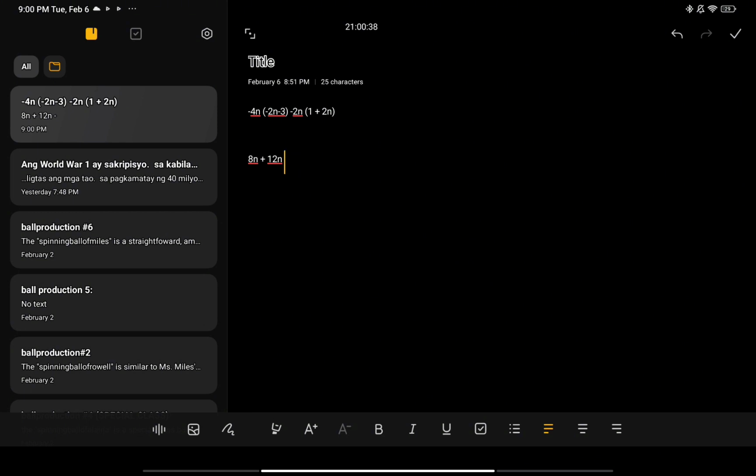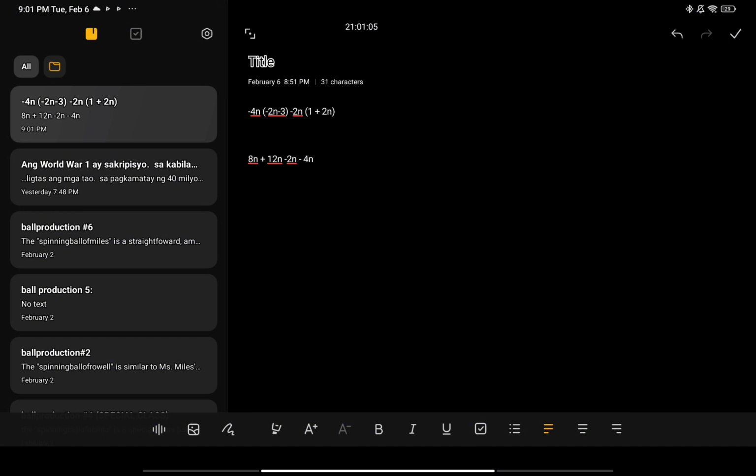Now, negative 2n. But before we do that, we have to do the distributive law again. So, negative 2n times 1 is negative 2n. Now, negative 2n times 2n becomes negative because positive times negative is negative. So it becomes 4n.